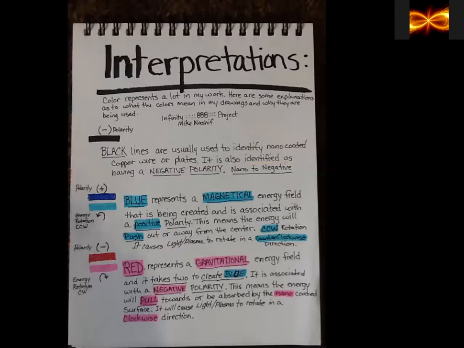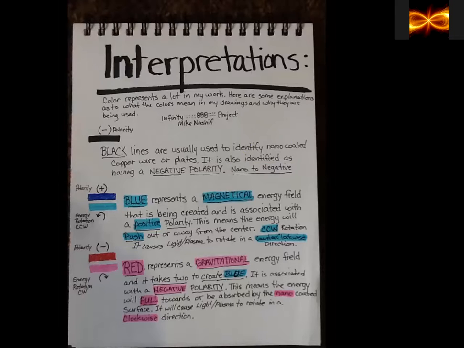Positive polarity is represented with blue. Blue represents a magnetical energy field that is being created and is associated with a positive polarity. This means the energy will push out or away from the center. It has a counterclockwise rotation, and it causes light plasma to rotate in a counterclockwise direction.